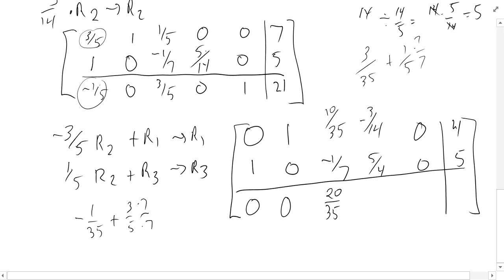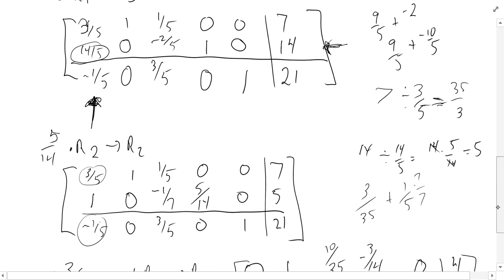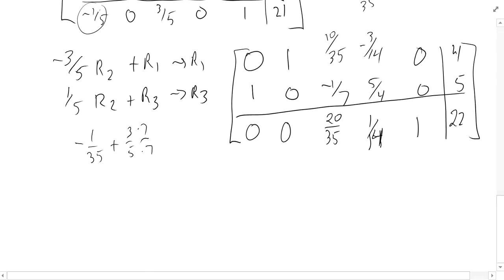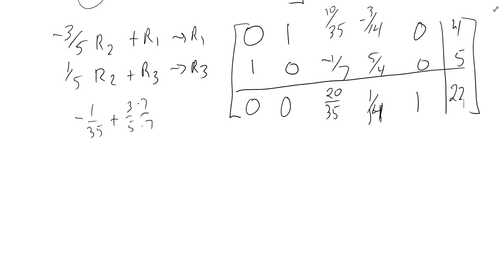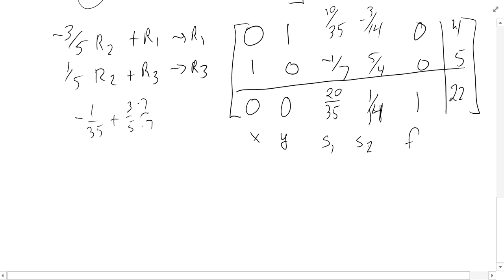Negative 1/5 times 5/14 is going to give us negative 1/14. And if you add that to 0, you'll get negative 1/14 there. And 1/5 times 0 plus 1 stays 1. 1/5 times 5 is 1, plus 21 is 22. So now I've got all positive numbers in the bottom, so I must be at the solution. And when I initially set this up, the first column was the x, the second was the y, s1 and s2, and then f over there.